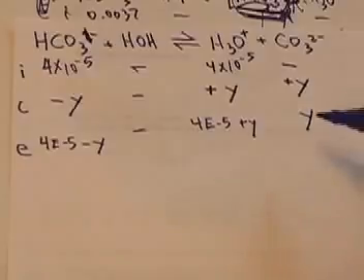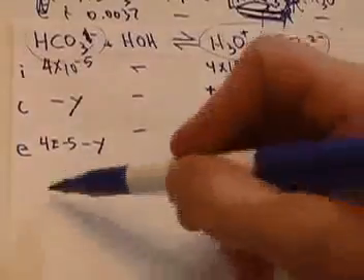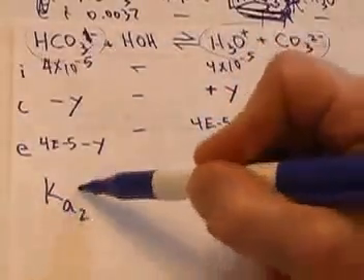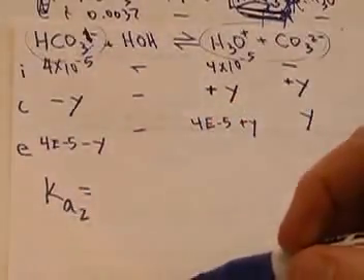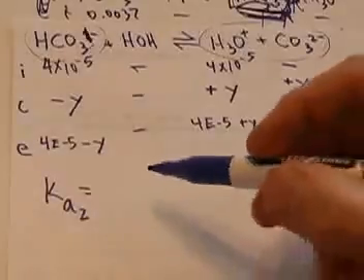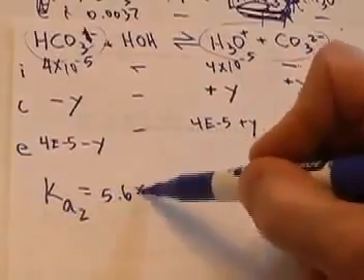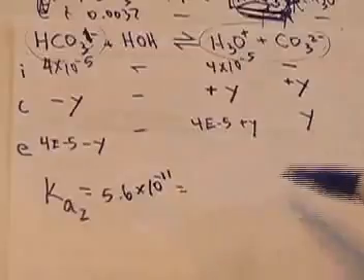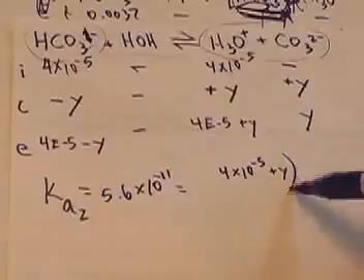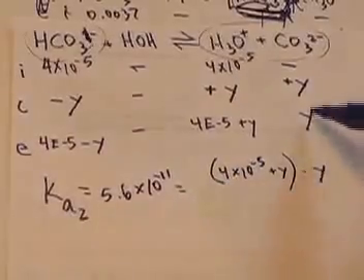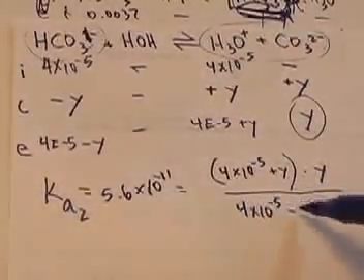And if I write this into the equilibrium constant expression, products divided by reactants, I can write this as the Ka2 of H2CO3. I can look up the Ka2 on that same table that I had before, and the Ka2 is 5.6 times 10 to the negative 11th. And this is equal to my products, 4 times 10 to the negative 5th plus y times y, which is right here, divided by my reactants, 4 times 10 to the negative 5th minus y.